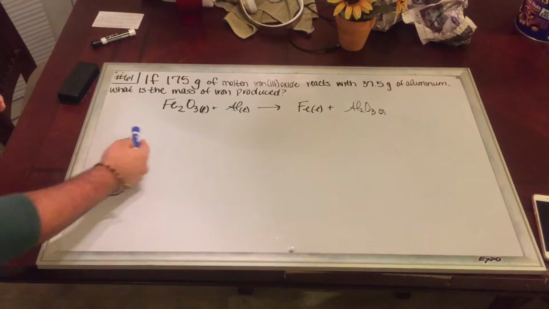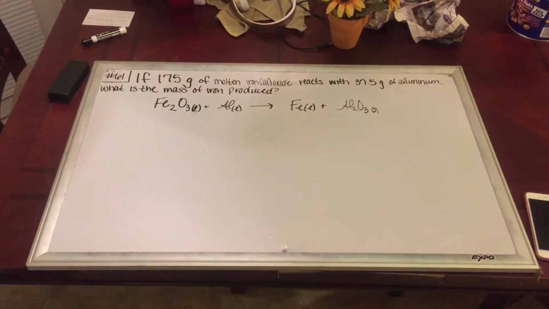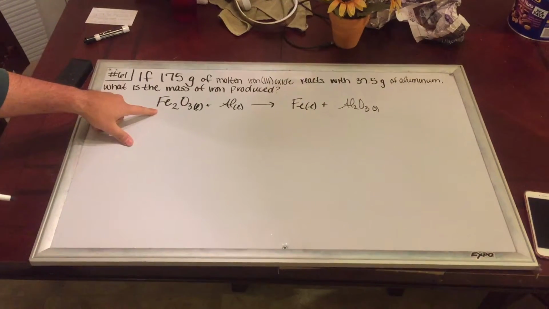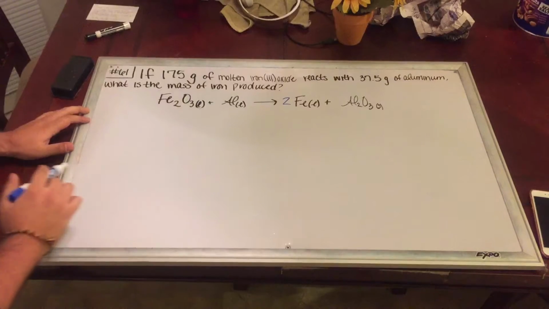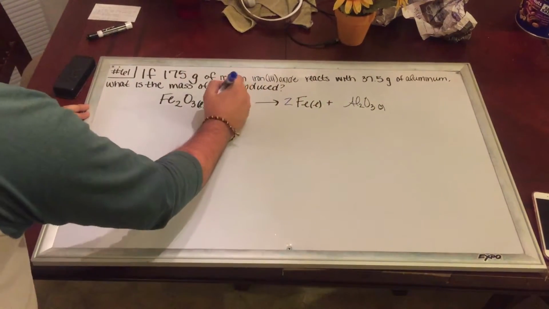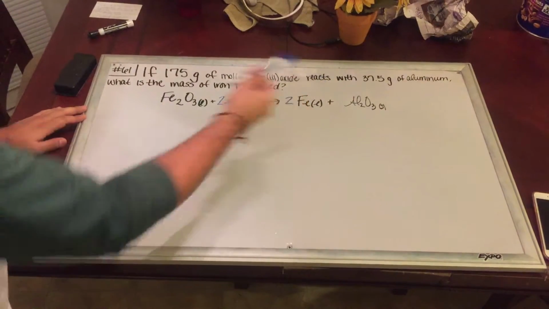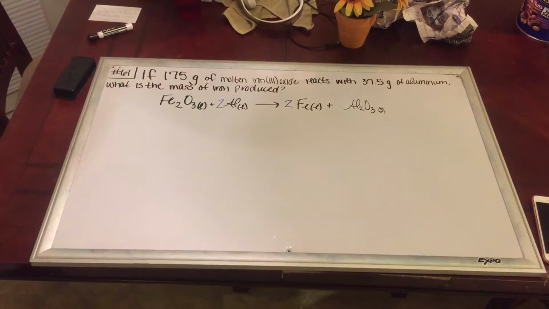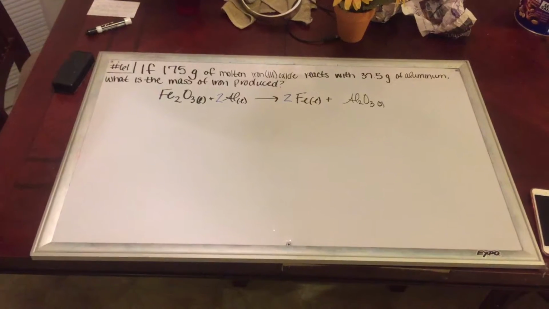So here is the formula written out, and we are going to make sure it's balanced. If we have 2 iron on this side, we need to make sure we have 2 on that side. And we have 2 aluminum on this side, we need to make sure we have 2 on this side. And we have 3 oxygen and 3 oxygen, and the rest is fine. So now, the question asks, what is the mass of iron produced?